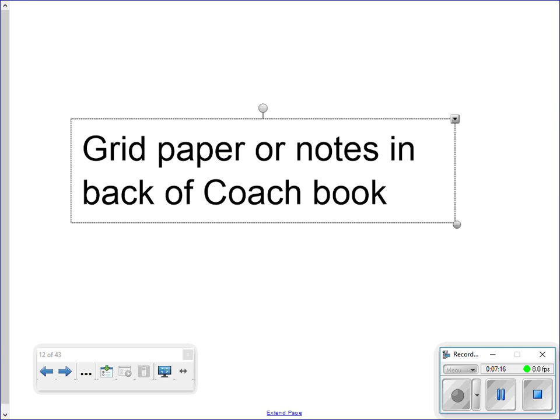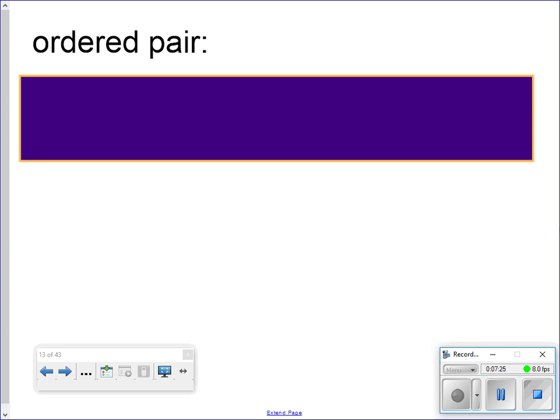All right, at this point you need to find some grid paper, or in the back of your coach book there's a little bit of grid paper. So go ahead and grab that. What we're going to do next with these patterns and relationships between patterns is change them into ordered pairs, which you have worked with before.